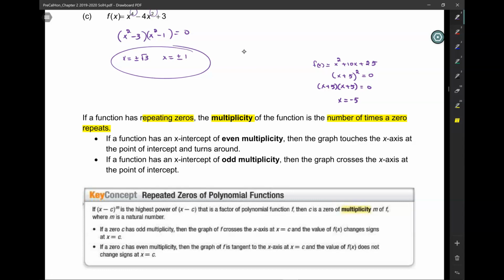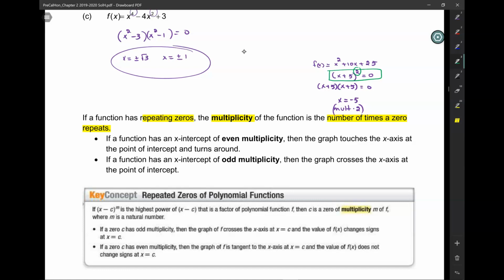Decades ago, we used to call it a double root. Now we call it a repeating 0. But basically, because this repeats twice, I say it has a multiplicity of 2. And how do I know that? I know that from this step. I had x plus 5 squared. That tells me this shows up twice. So it's a multiplicity of 2. So those are my 2 zeros. It must be accounted for.